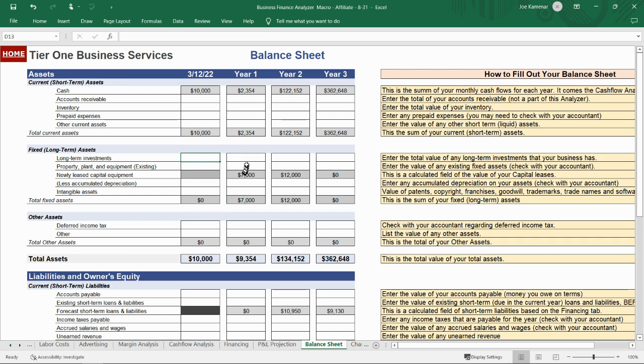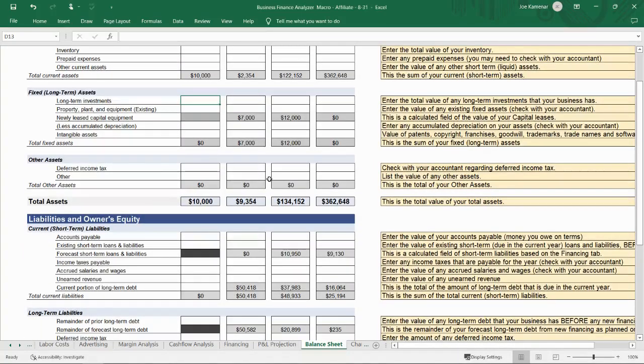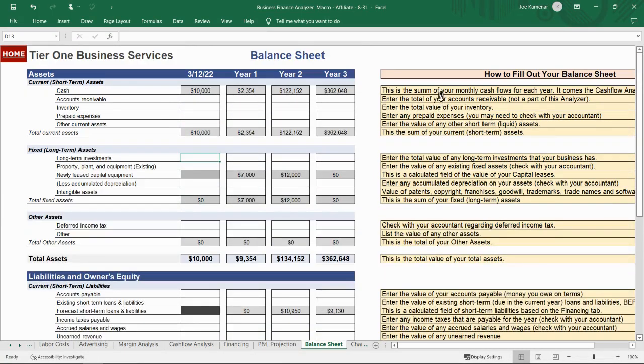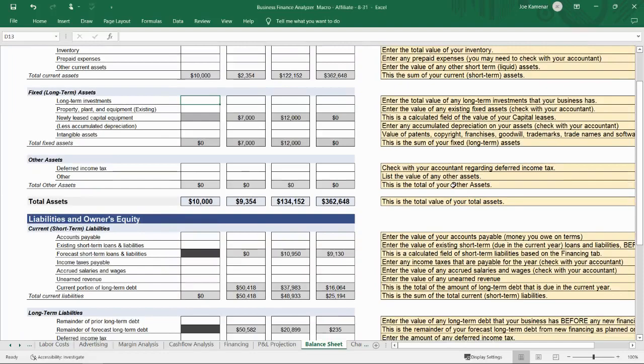So, again, for each year, the data you see in the shaded cells is carried across for lease equipment, capital equipment. So it provides the value of that if it's a capital lease. We have then the summary of total fixed assets, so you can add anything else you want. Other assets, we left it blank, you can add anything in. You can see on the right how to fill out your balance sheet. So if you go through this, it'll tell you what we're looking for in these fields.